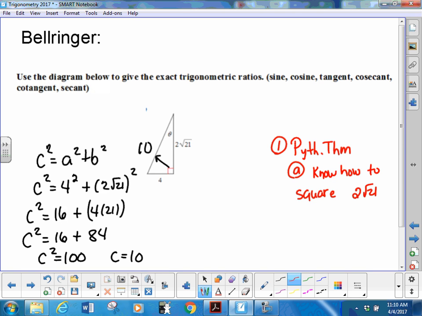Okay, the next thing that I was looking to see if you could do was to label all the parts. Could you? So this would be your hypotenuse. This would be your adjacent, and this would be your opposite. And I either look for it to be labeled on your diagram or for it to be correct when you did your ratios. So the second thing I was looking to see if you could label all the parts.